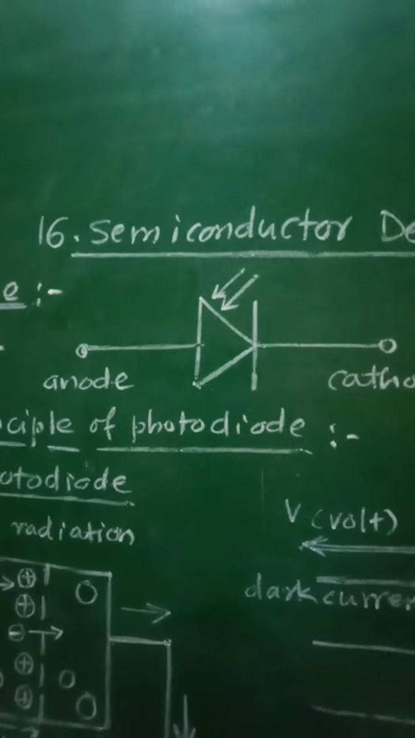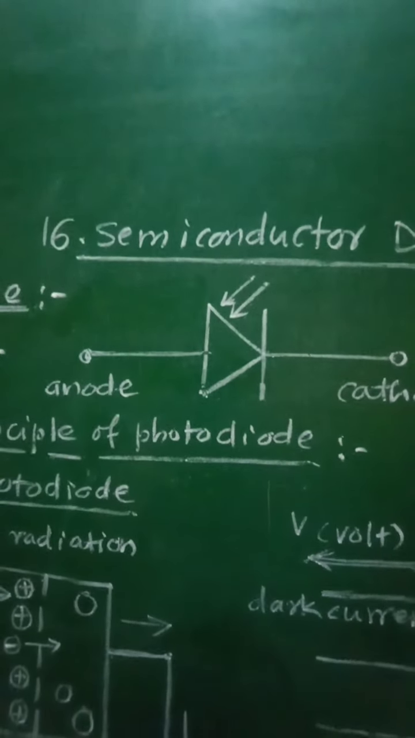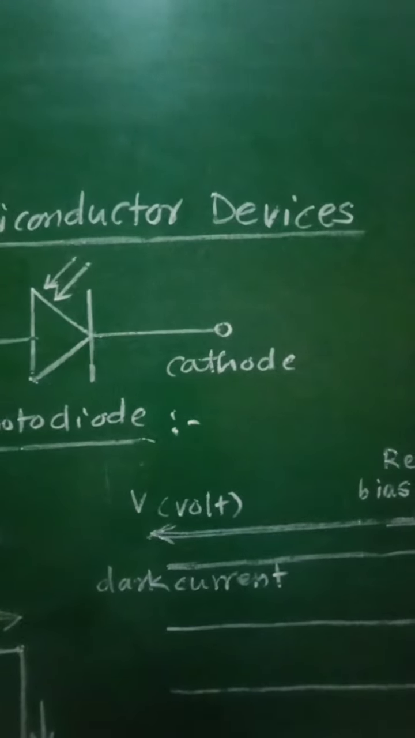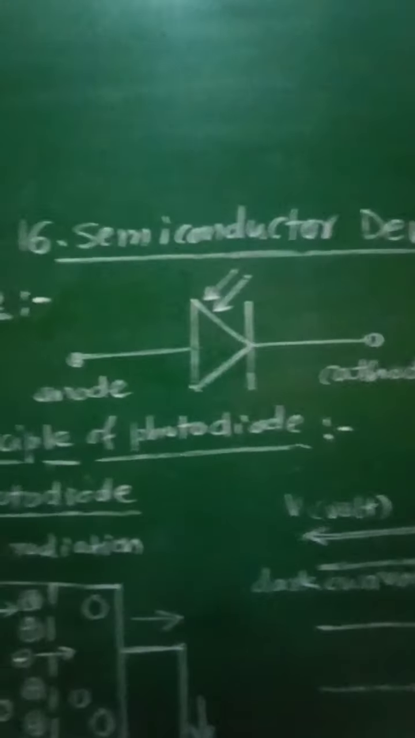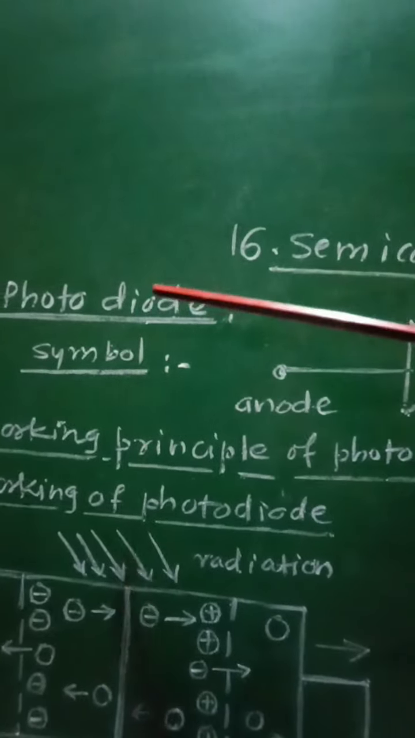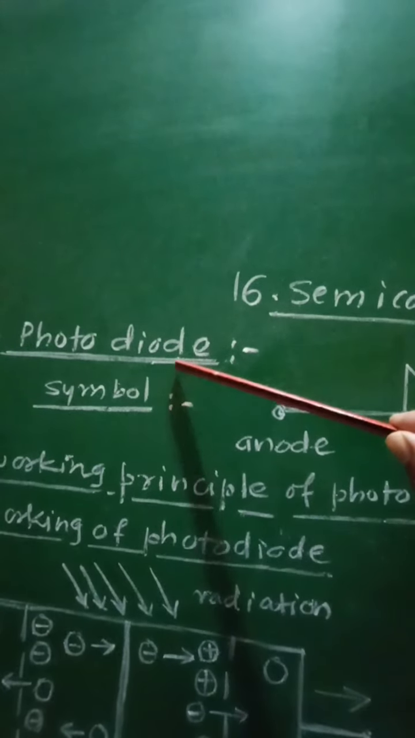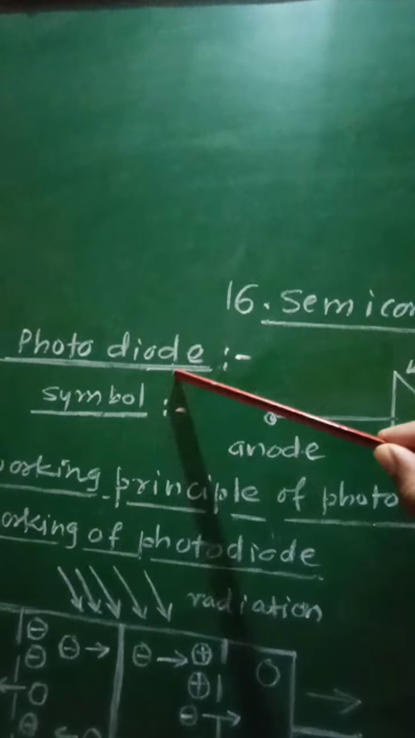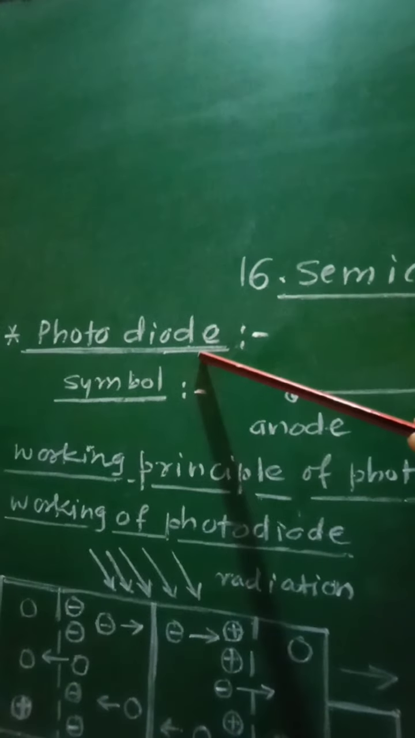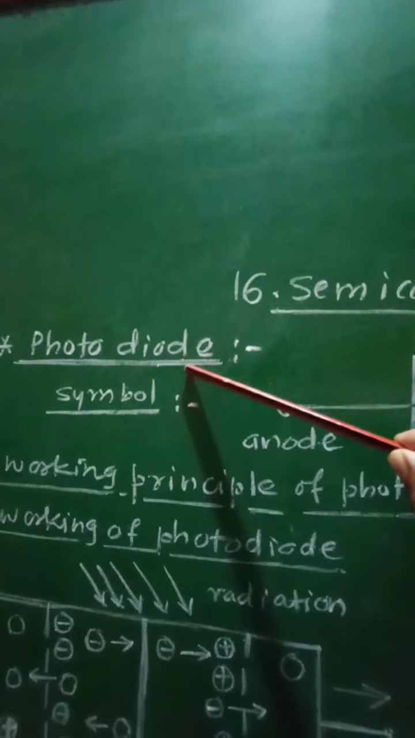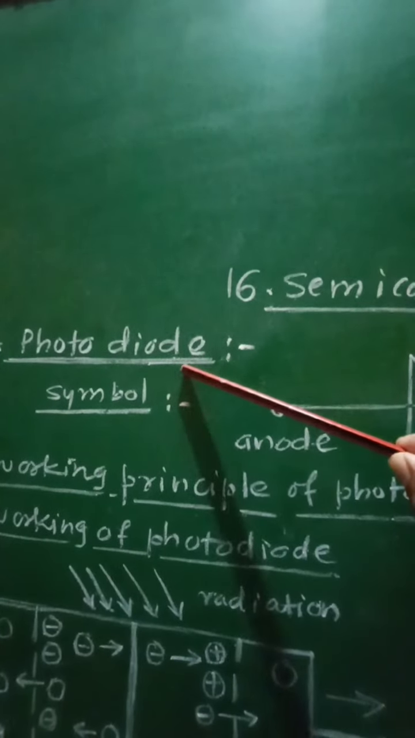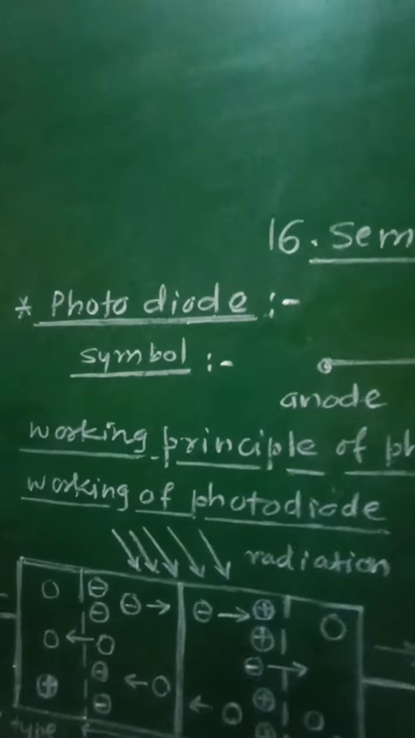Class 12th, subject physics, 16th chapter, semiconductor devices. From this chapter, let us see the photodiode. A photodiode is a special type of p-n junction diode which converts light energy into electrical energy.